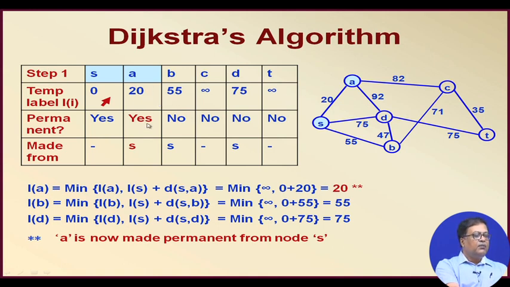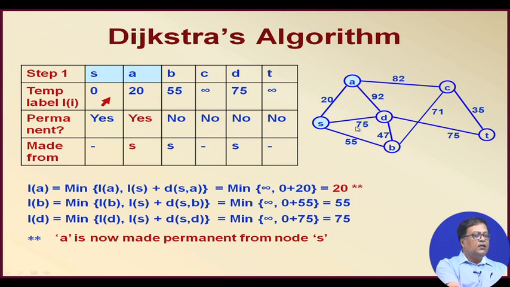So, A is made permanent, and A is made permanent from whom? From S. So, that "made from" is noted also. Clear? So, S and A are now permanent. A is the last node to have been made permanent, right? A is now made permanent from node S. So, A is the last node to have been made permanent.